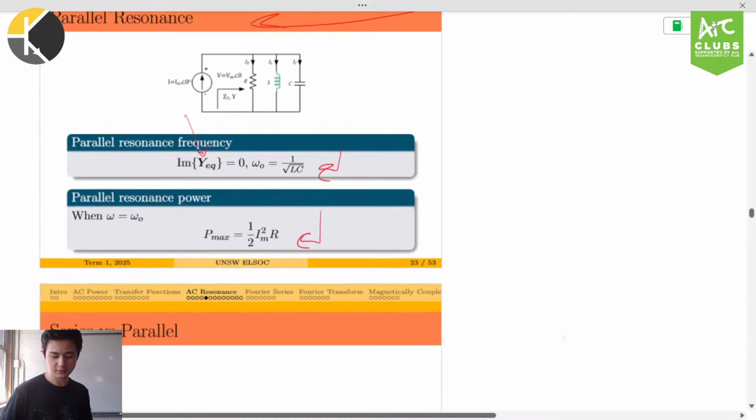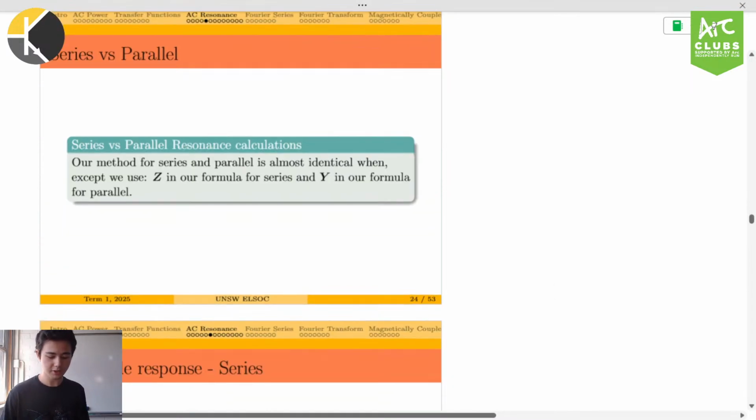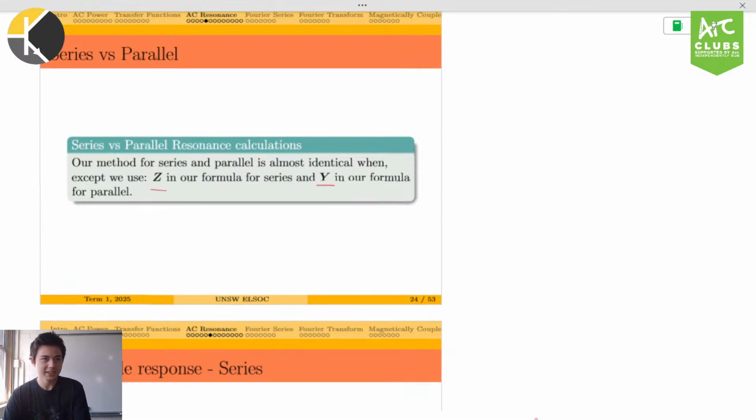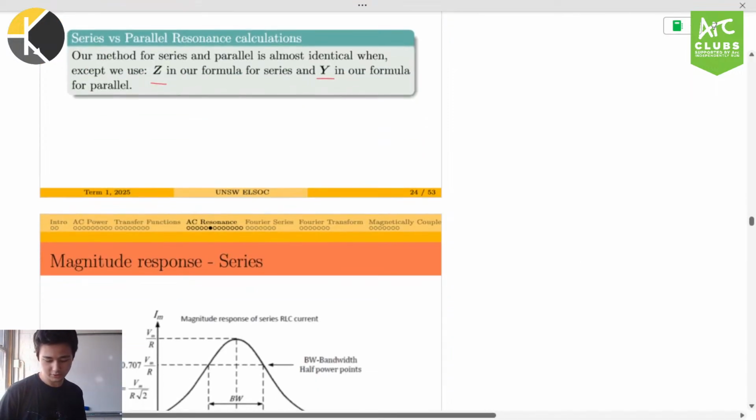Let's do this. So, series and parallel, it's really just when we consider Z and Y in our formula. That's really the only difference, but in any case, you should see the imaginary component of your transfer function or anything of the sort disappear at a certain frequency. We all happy with that? Good to hear. All right, let's do this.